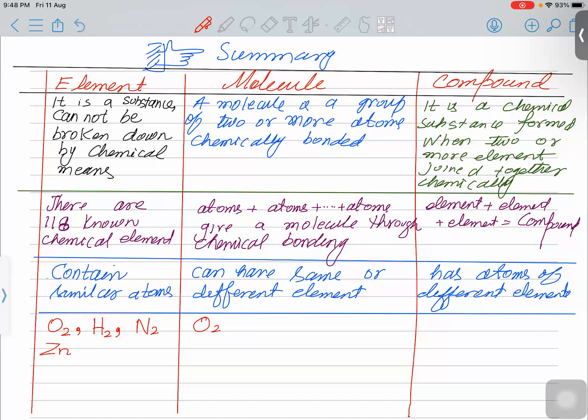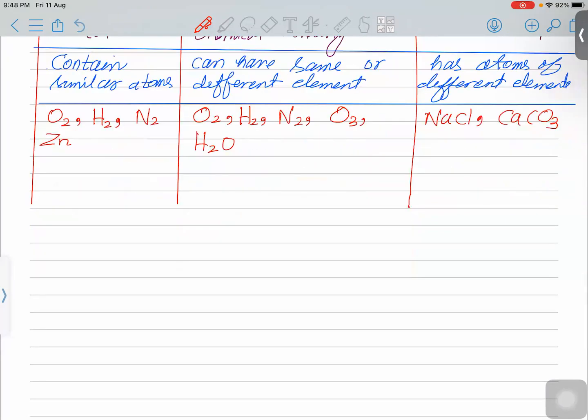Similarly, O2 is a molecule, H2 is a molecule, N2 is a molecule, O3 is a molecule, H2O is a molecule. Similarly, NaCl is a compound, CaCO3 is a compound. Are you getting my point or not? Yes, sir.